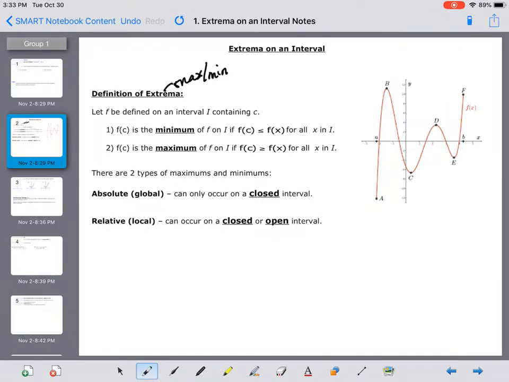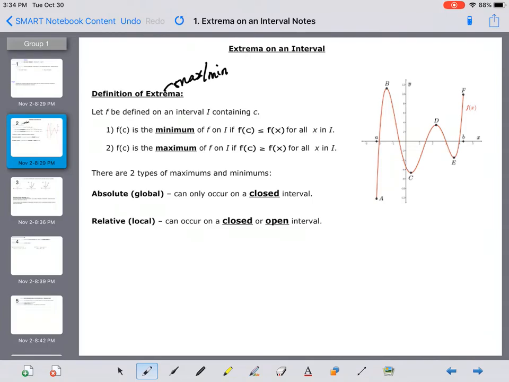So we define a minimum. Remember, a minimum and a maximum are a y value. So we say that f of c, a certain y value, is a minimum of the function in a given interval if it is less than or equal to all of the other y values in its interval. A maximum is the opposite of that. It's the y value that's greater than or equal to all of the other y values within a given interval. When it comes to extrema, there are two types. There's what we call the absolute, sometimes called global, and the relative, which is also called local.